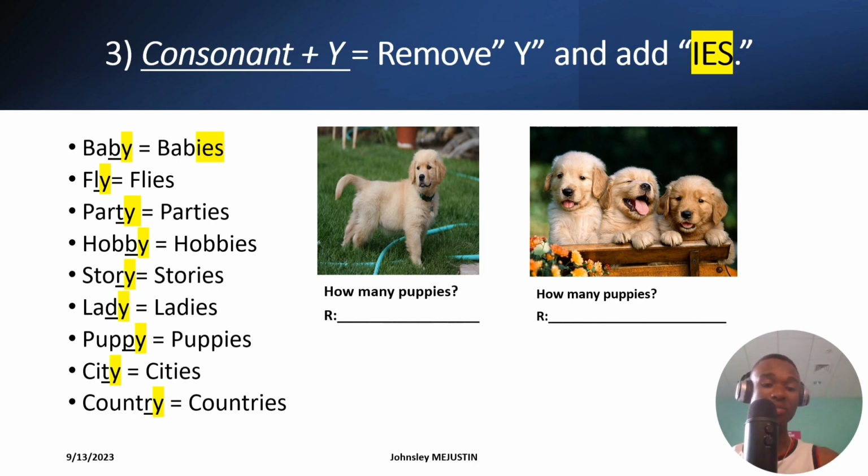Like here we say baby, that Y follows a consonant, you see? It follows a consonant, and the plural is babies. Remove the Y and put IES. Fly would be flies. Party, parties.